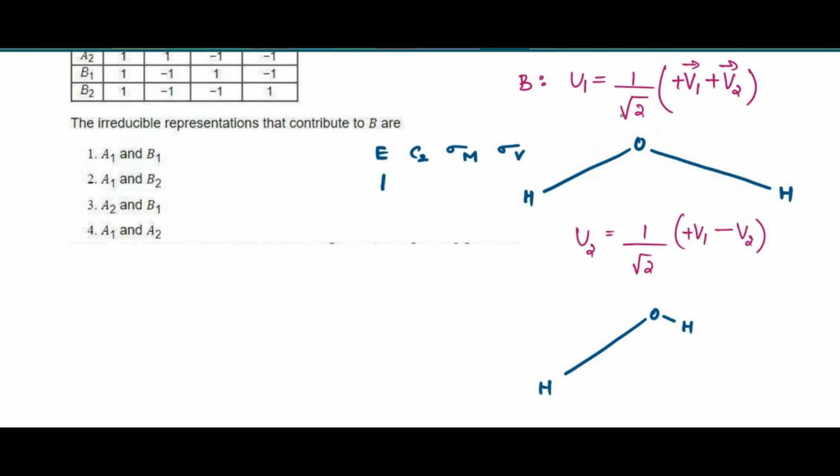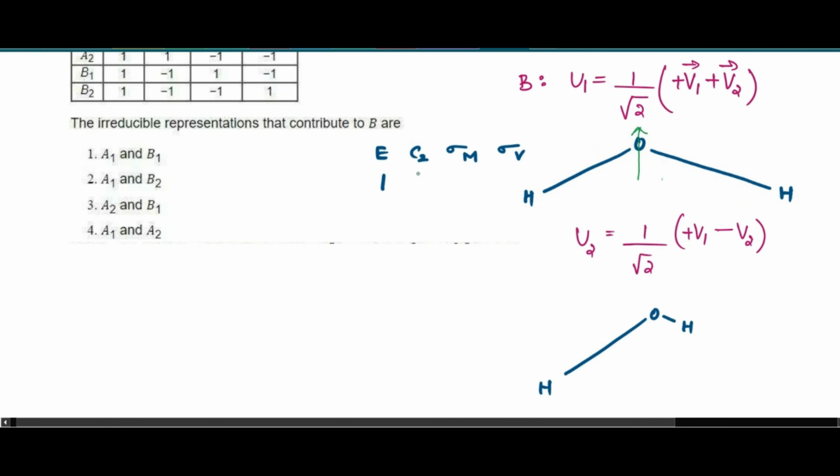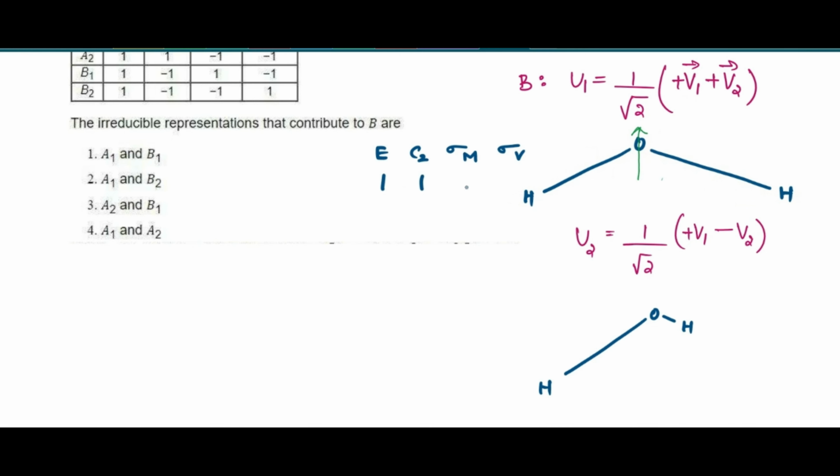Now do C2. What is C2? C2 is an axis which passes through oxygen. So in this first representation, if I rotate through C2, will the bond vectors change? These are equally elongated. There will be no change. Okay, so it is again correct. It is again +1. When you do a sigma molecular plane, it's a planar molecule, nothing is going to change.